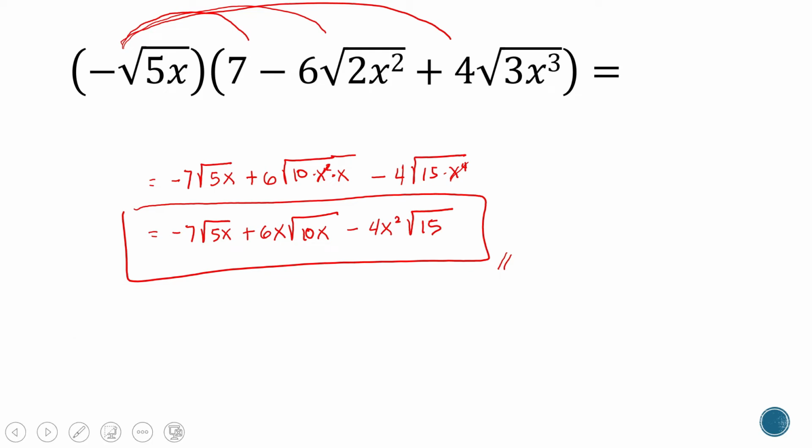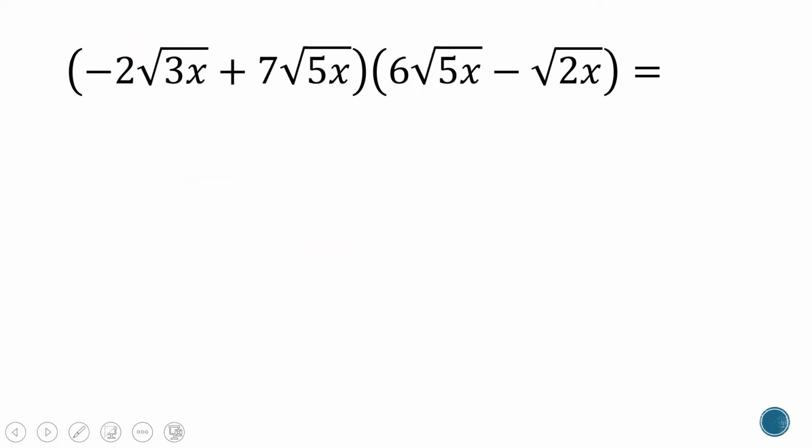All right, let's go to the next one. And I think here we are dealing with two binomials. So in multiplying two binomials, we will use what we call the FOIL method. So let's multiply the first terms first. So this times that one. So that's negative 2 times 6 is negative 12. Square root of 3x times square root of 5x is equivalent to square root of 15x squared. So these are the first terms. Negative 2 times 6 is negative 12. 3x times 5x is 15x squared.